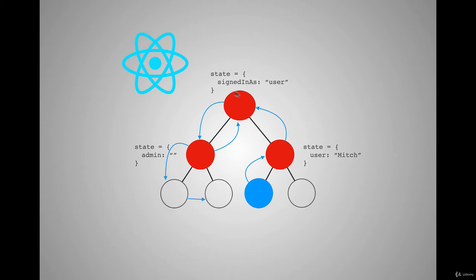If we remember, React is simply a group of components that are rendered in a tree-like structure. So this would be the app.js, for example. And each one of these components would have state. For example, the red dots over here, they have state. So this app component will have a state of signed in as, and let's say the state is user. In that case, this user component might have a state of user Mitch. Or if signed in as is admin, it might render the admin component.